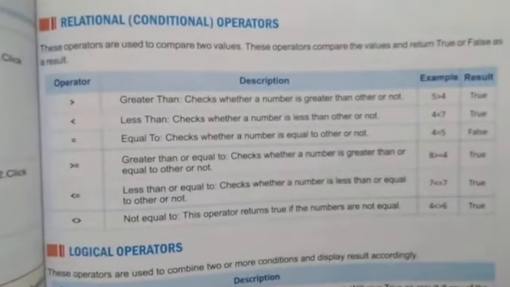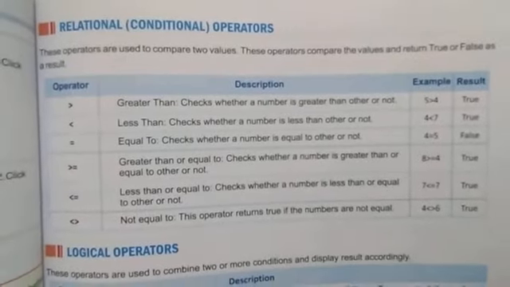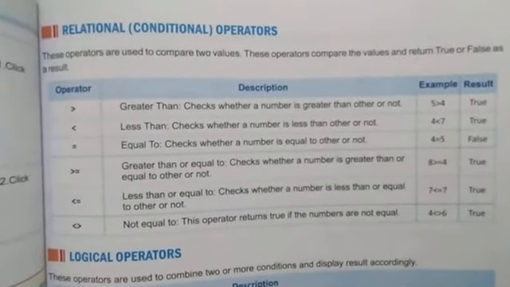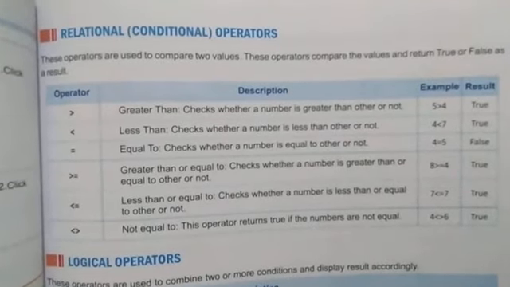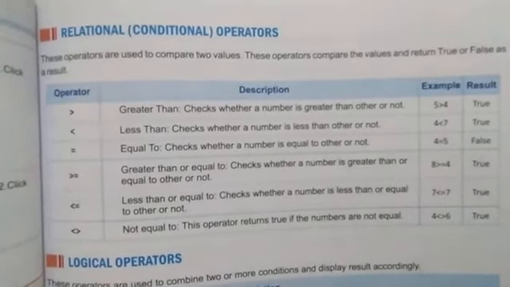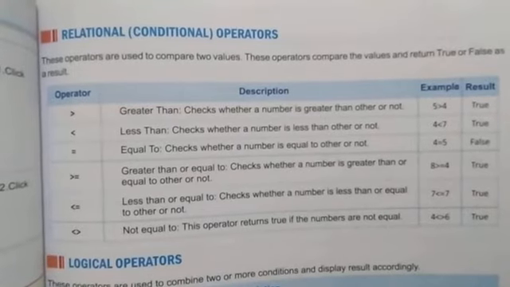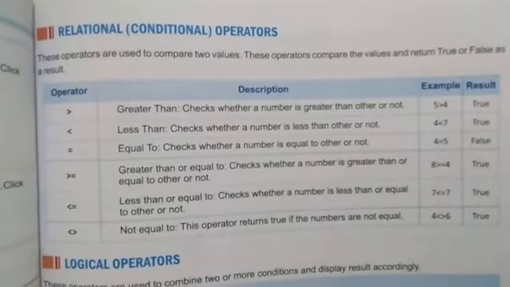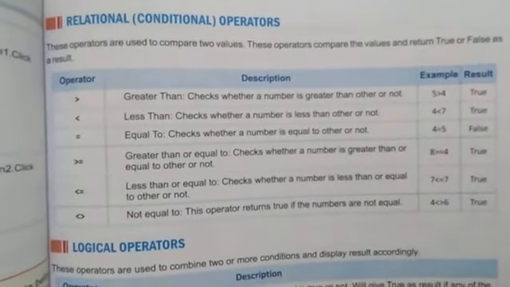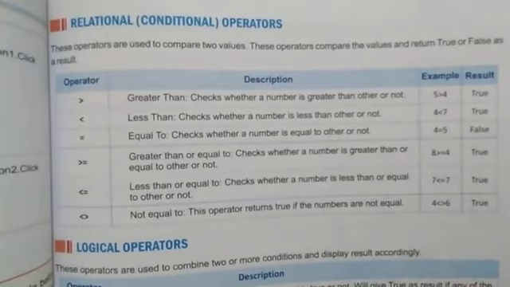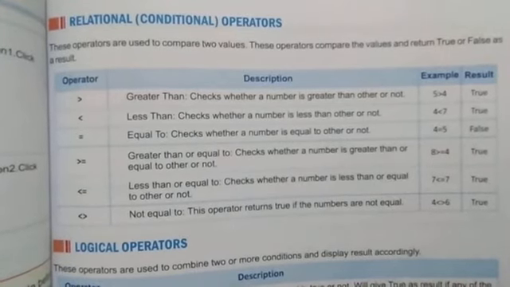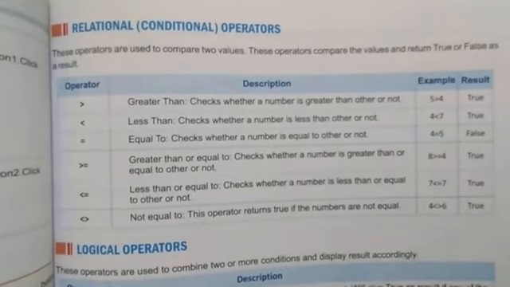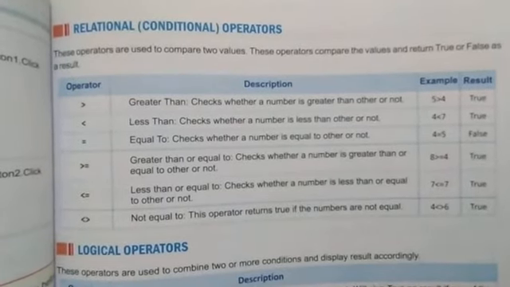You can use these operators just like that, and you can see the result. 5 greater than 4: this condition is true, so the result will be true. 4 less than 7: this condition is also true, so it will return true. 4 equal 5: this condition is false, so that means our result will be false. So you can understand all these kinds of conditional operators.